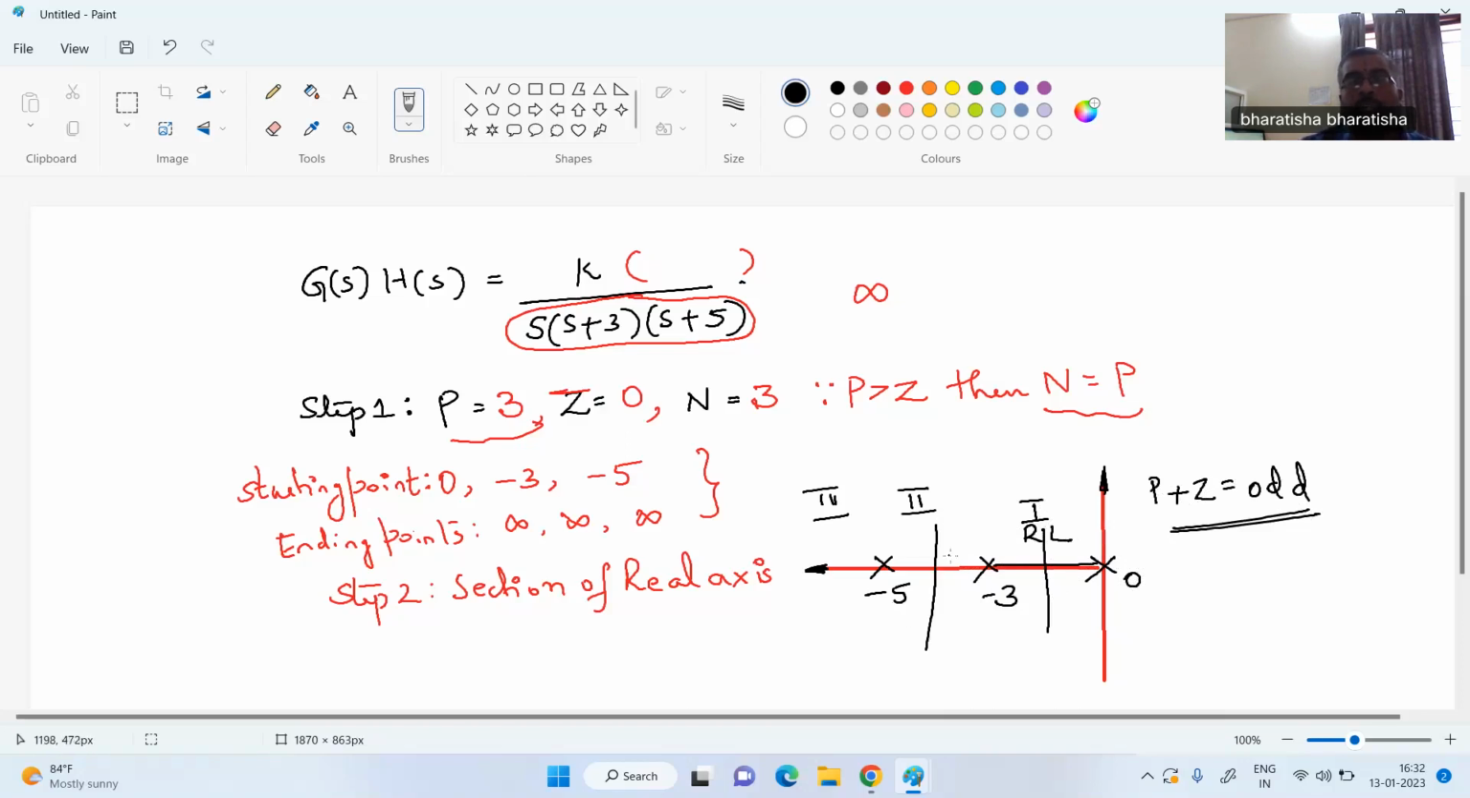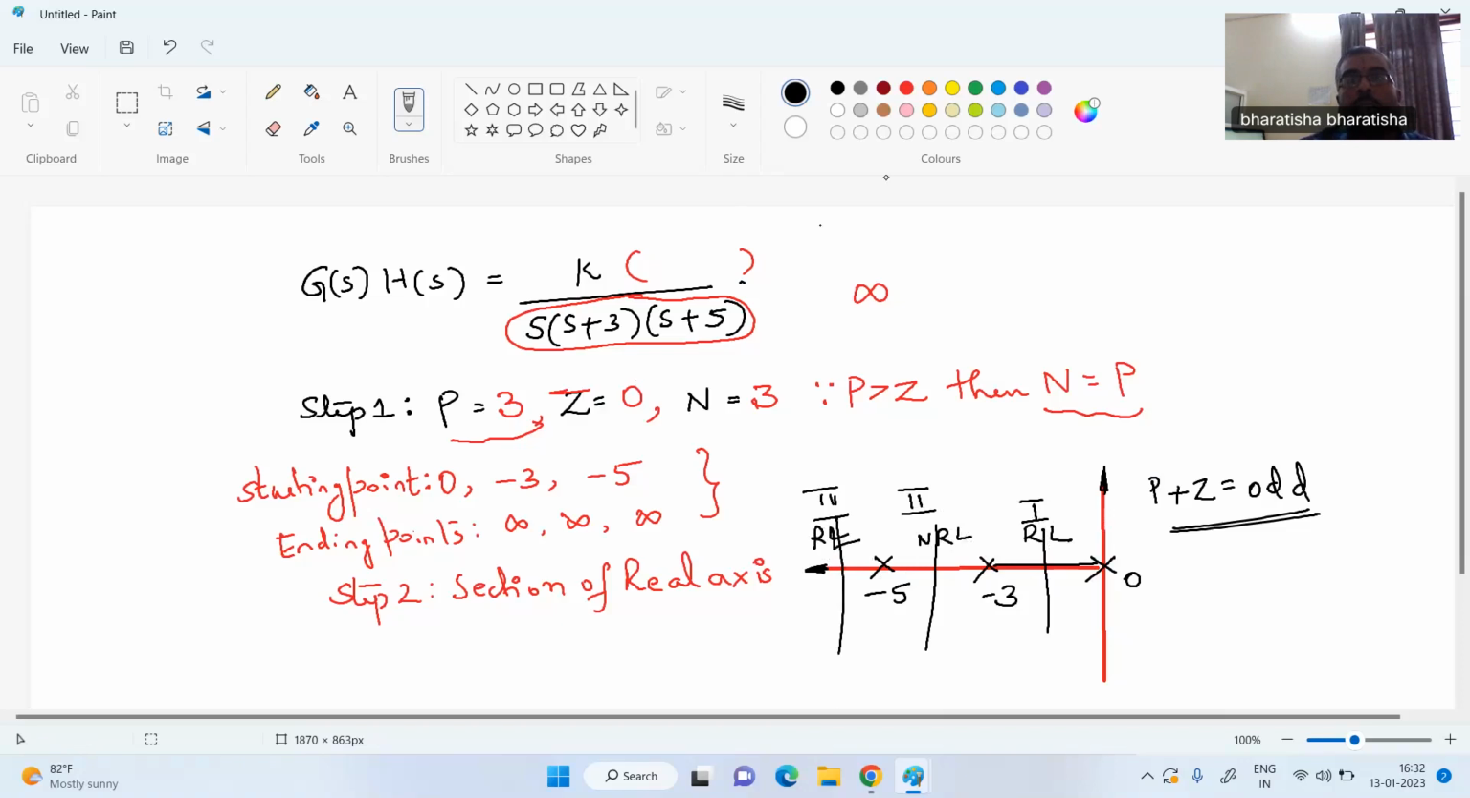So if I take the section here to the right side of this, it is 2. Hence, this is a non-root locus region. So if I take the section here, it is again a root locus region. So you have to take the sections and then you have to start doing like this. Okay. So these are the sections of the real axis.